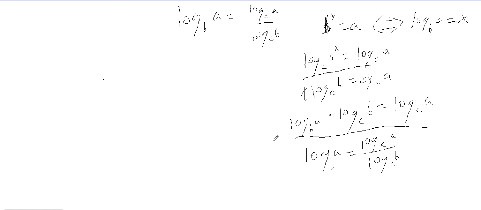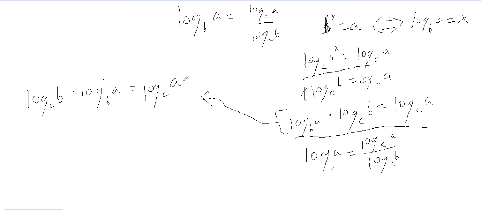And as an aside, this middle step right here is actually a pretty interesting property itself. It's nice to see like this, but if we rearrange it a bit, it actually gets more interesting in my opinion, where it's log base c of b times log base b of a equals log base c of a.